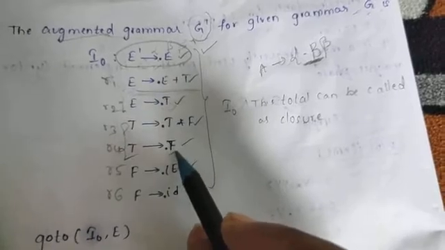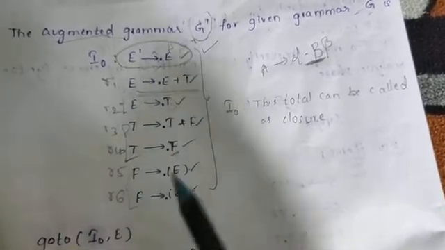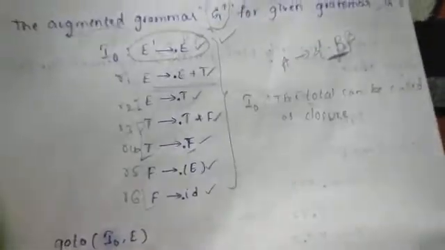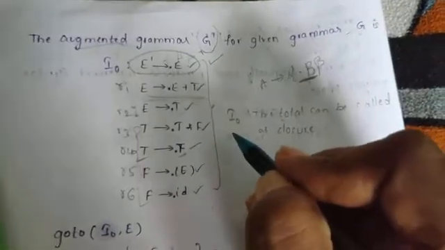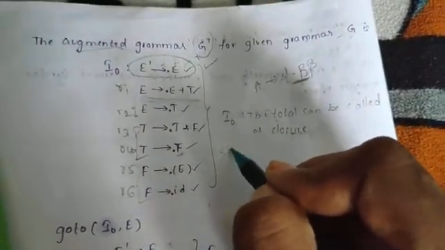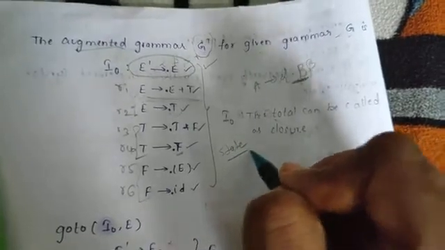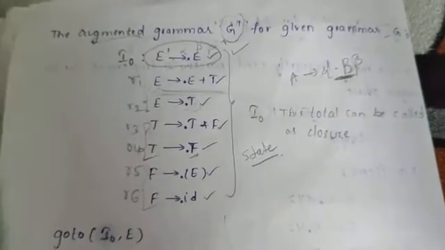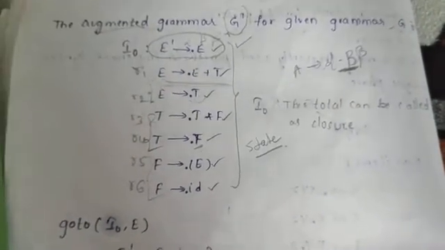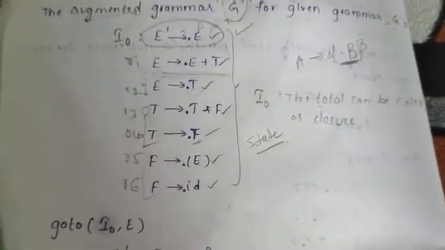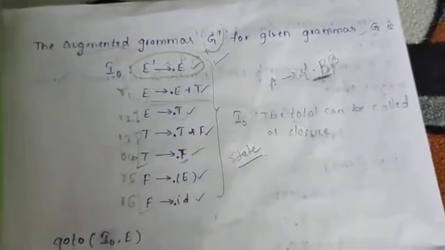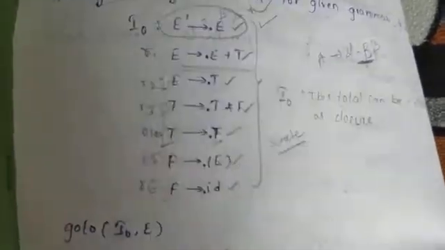Then the productions related to F, the entire thing should be placed in this one. So this entire thing should be called I naught. This is a state, I naught. Okay, this is a basic element. Based upon this one, we'll construct all the remaining procedure and construct the parsing table for the given grammar.